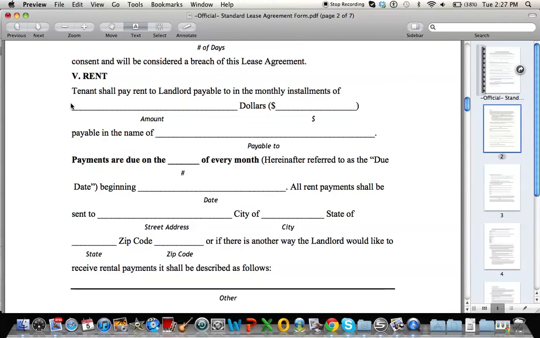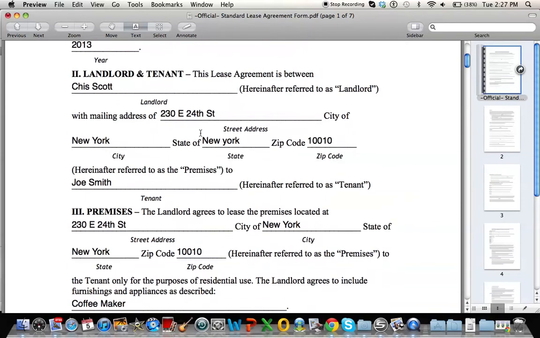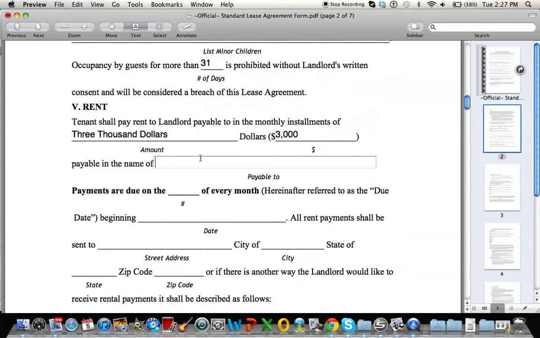Tenant shall pay rent to the landlord, payable to, in the monthly installments of. Let's call this a one bedroom for, let's say, $3,000. It's a very nice apartment. So you're going to want to write 3,000, payable in the name of, what was this landlord's name again? Chris Scott. So, payable to Chris Scott.